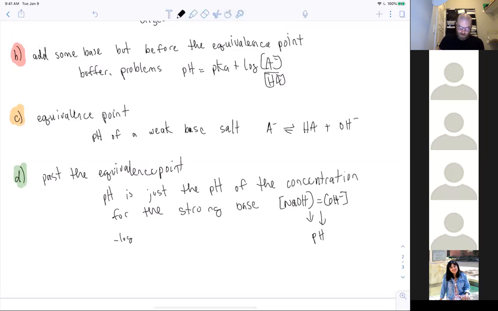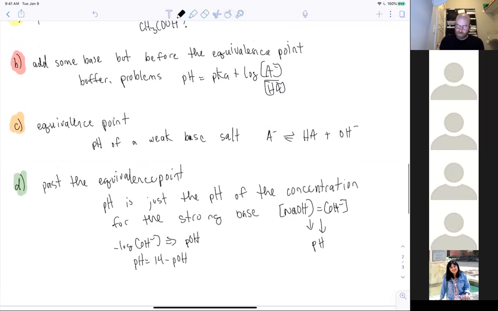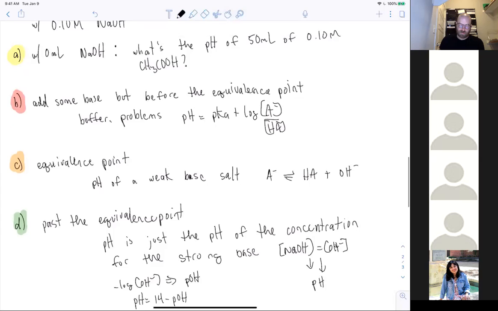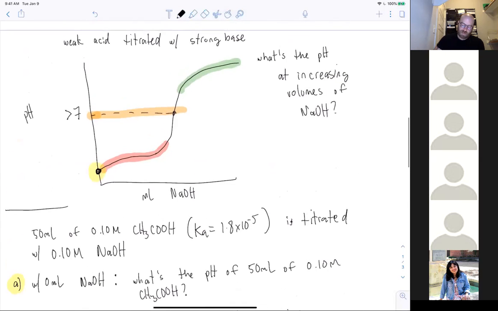It's the negative log of OH minus, and that gives you the pOH. And then you can calculate the pH by saying it's 14 minus the pOH. But the general idea here is that here at the top, sodium hydroxide dominates. Here, A minus is the dominant species. Here it's HA and A minus. And then at this point, it's HA.